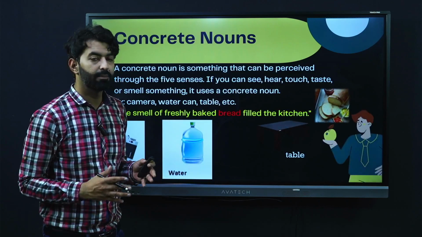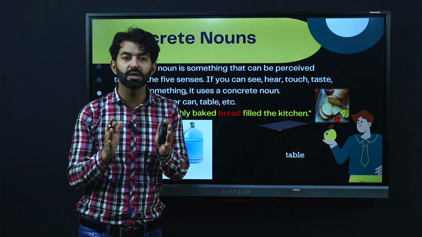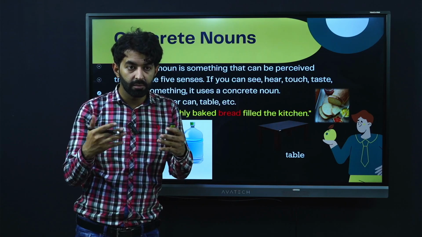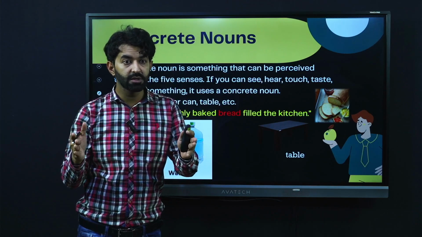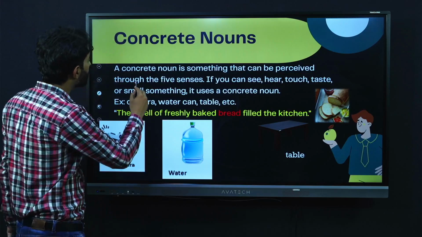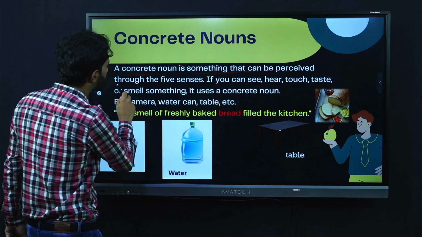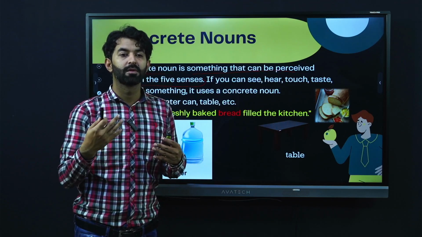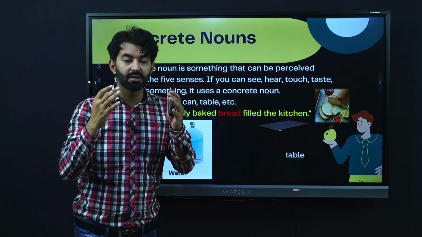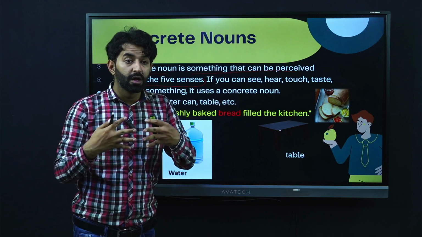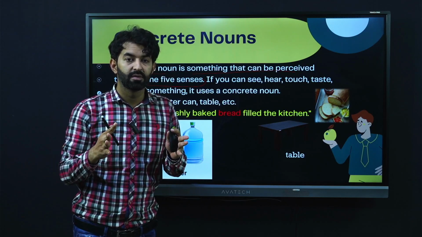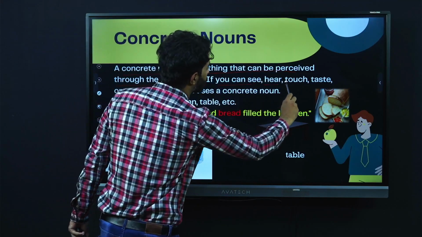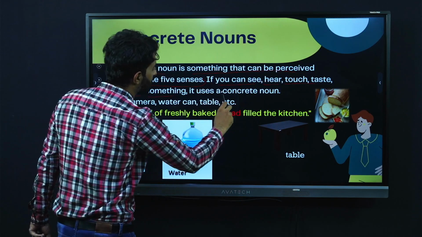Now let's talk about this type, concrete nouns. Concrete is something that we can see, we can touch, we can hold if it's possible. It is very much in front of us. A concrete noun is something that can be perceived through the five senses. So you have your five senses, and they are your sense of touch, hearing, sight, smell, right? Now, a concrete noun can be anything that you are perceiving with your senses. If you can see, hear, touch, taste, or smell something, it uses a concrete noun.